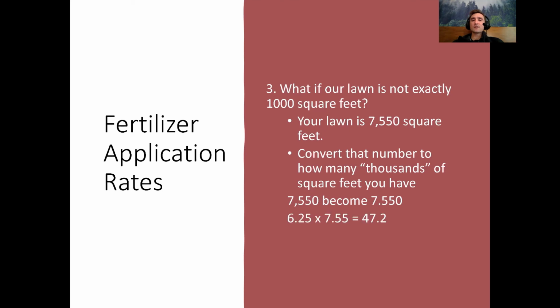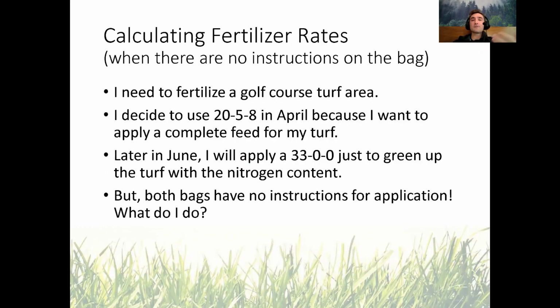So we take our 6.25, which is how much we need to apply for every 1,000 feet. We multiply that by 7.55, and we get 47.2. So that's the amount we'll need to apply every month over the entire area, 7,550 square feet. Let's say I need to fertilize a golf course turf area.